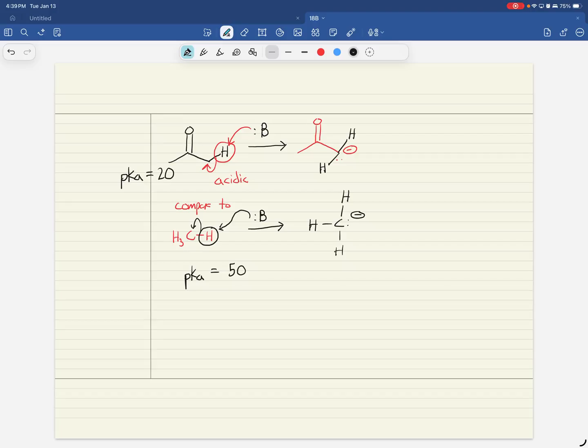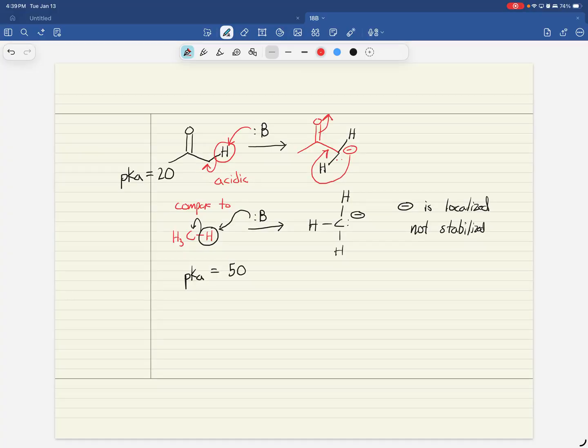If we look at the conjugate base, the negative charge here is localized. That means it's stuck, not stabilized. But what can we do with this charge right here to stabilize it? Any ideas? Yeah, it can participate in what? Starts with an R, resonance, yes. So this will stabilize this group because we can draw a resonance form.